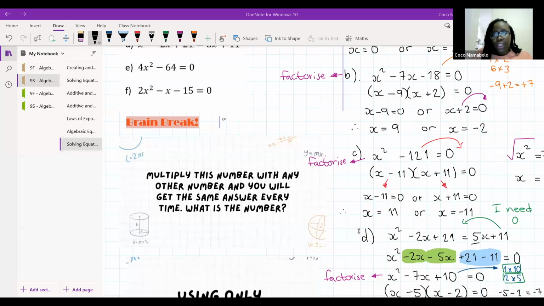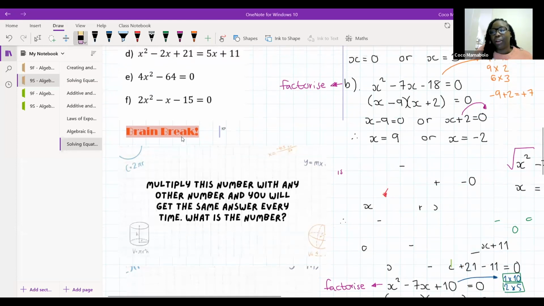People are saying 0. Somebody says 1. Somebody says, isn't it itself? What is itself? What is itself as a number? We need to figure that out. Okay, read it again. It says, multiply this number with any other number and you will get the same answer every time. What is the number? I see conflicting answers. People are saying 1, other people are saying 0. Let's talk about this and see which answer it is.